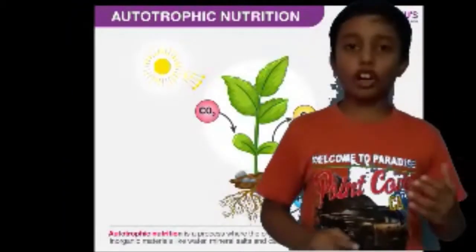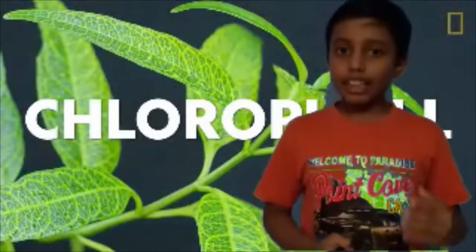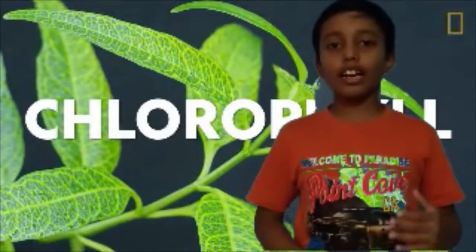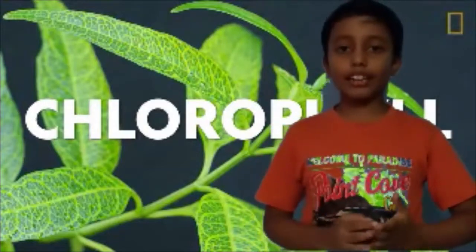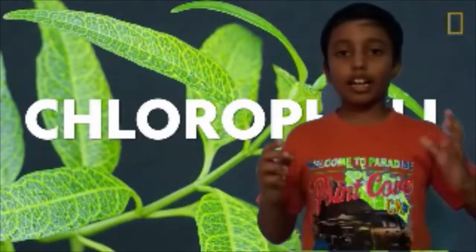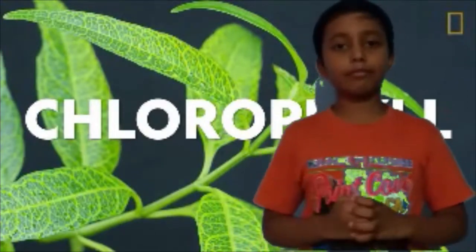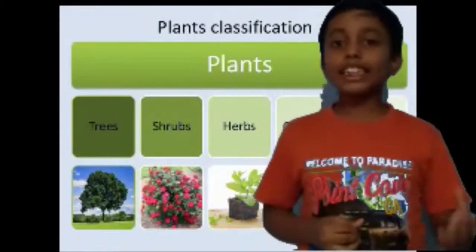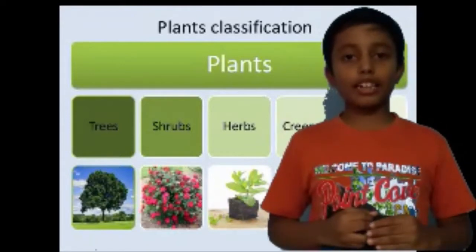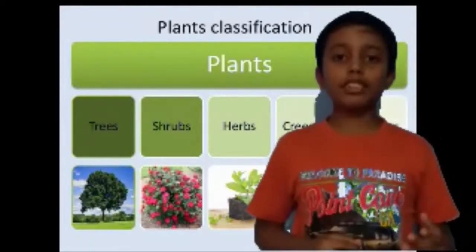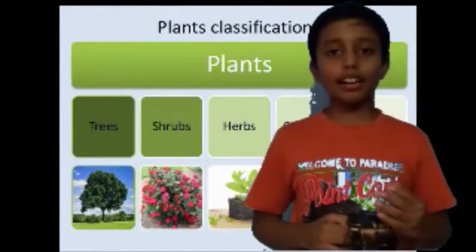Plants are autotrophs, which means plants can prepare their own food. There is a green pigment called chlorophyll, which absorbs carbon dioxide and sunlight with the help of water, with which leaves prepare food. There are many types of plants. According to their appearance, they are called herbs, shrubs, creepers, climbers, and trees.